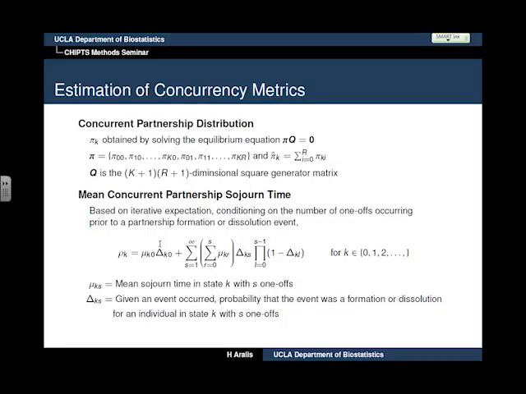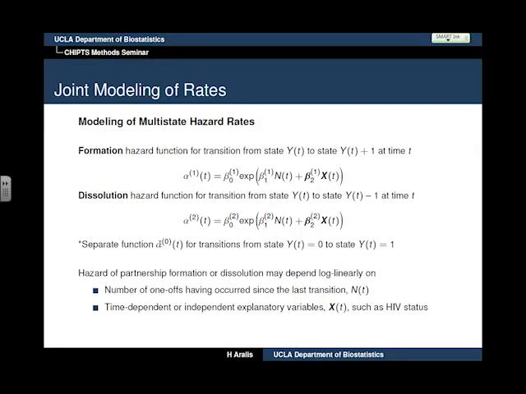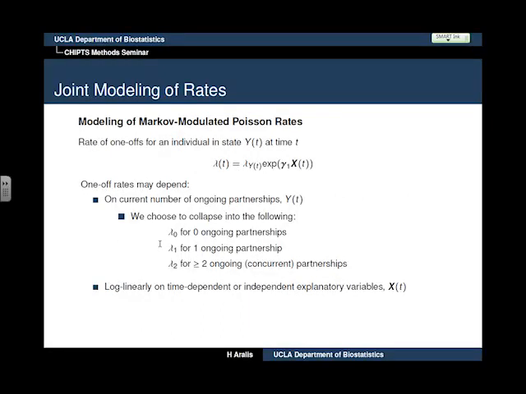So is your room involved with one-offs themselves that have become triggers for dissolution, or how's that? Yeah. So this is, for instance, the hazard of dissolution, and so we do have this parameter as the number of one-offs that have occurred since. So it's the beta one. Right, exactly. So they can affect formation or dissolution. There's some feedback in that the formation and dissolution can be influenced by the occurrence of one-offs through this formulation, and then more explicitly, the rate of one-offs themselves are dependent on the state that you're in.